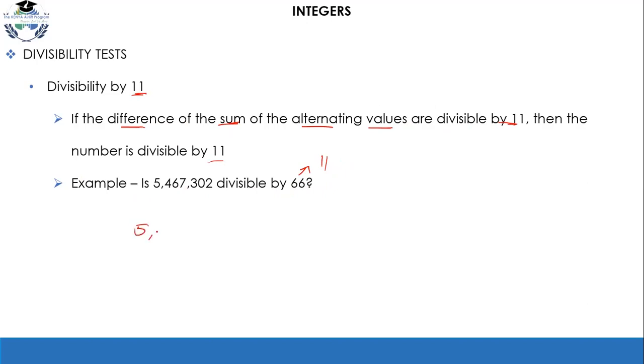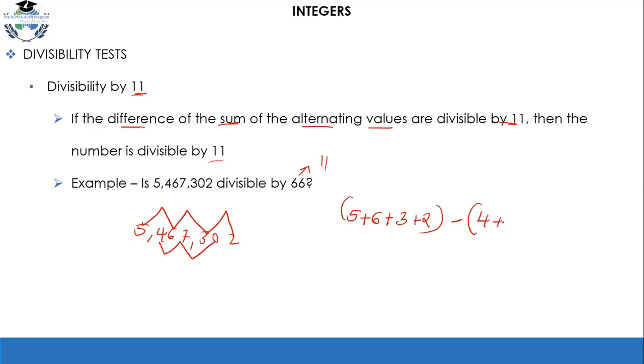So you have 5, 4, 6, 7, 3, 0, 2. So what they mean by the sum of alternating values, come here, pick these, this is alternating, this is alternating, you skip one, this is alternating. So 5 plus 6 plus 3 plus 2, minus, so the alternating is 4, 7, and 0. So 4 plus 7 plus 0. So solve the brackets first. 6, this is 11 plus 3, 14, 15, 16. 16 minus.